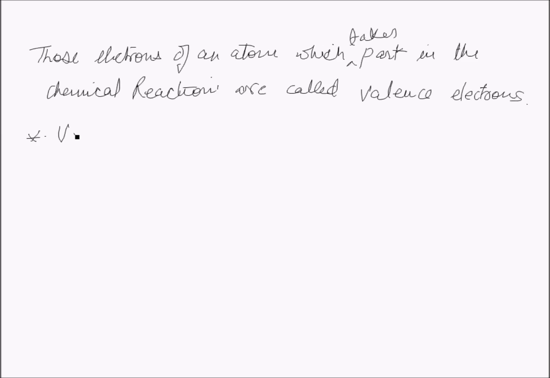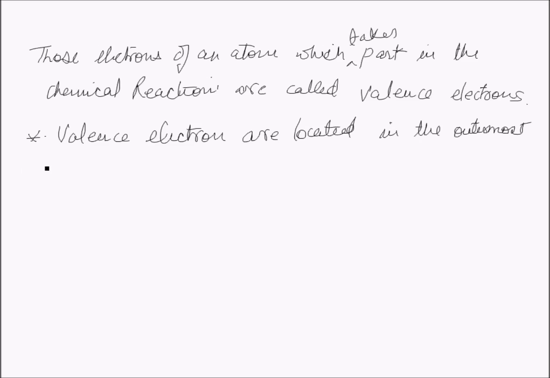Second point, valence electrons are located in the outermost shell of an element, right? So in a chemical reaction, valence electrons of an atom are either transferred to the valence electrons of the other atom or shared with the valence electrons of the other atom, right?